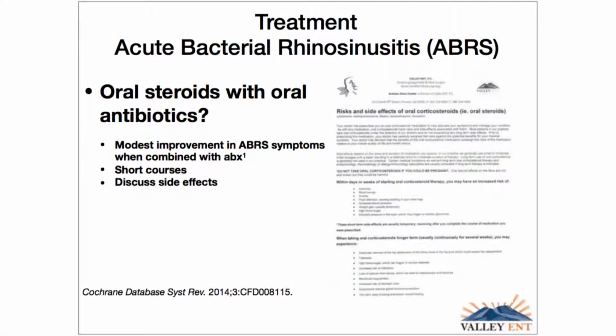Now, treatment with oral steroids for acute sinusitis with oral antibiotics. Remember, oral steroids alone are not necessarily appropriate for acute sinusitis, but oral steroids with antibiotics give a modest improvement in symptoms. The key is to stick to short courses and discuss the side effects.